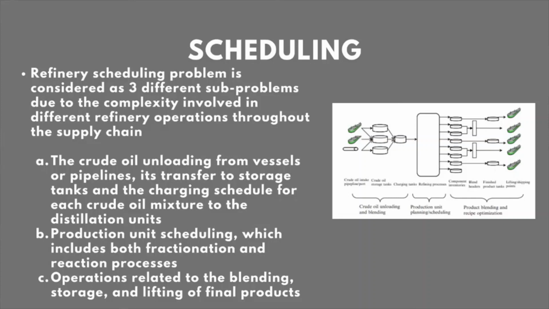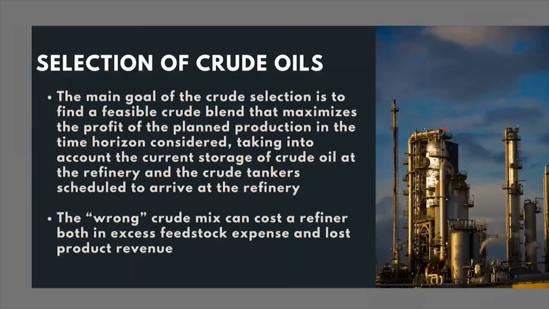Then finally, the operations related to the blending, storage and the lifting of the final products, that is the last tail end portion of the refining activity. Selection of the crude oil, as I said, is very important depending on your refinery configuration. The main goal of the crude selection is to find a feasible crude blend that maximizes the profit of the planned production in the time horizon considered, taking into account the current storage of crude oil at the refinery and the crude tankers scheduled to arrive at the refinery.